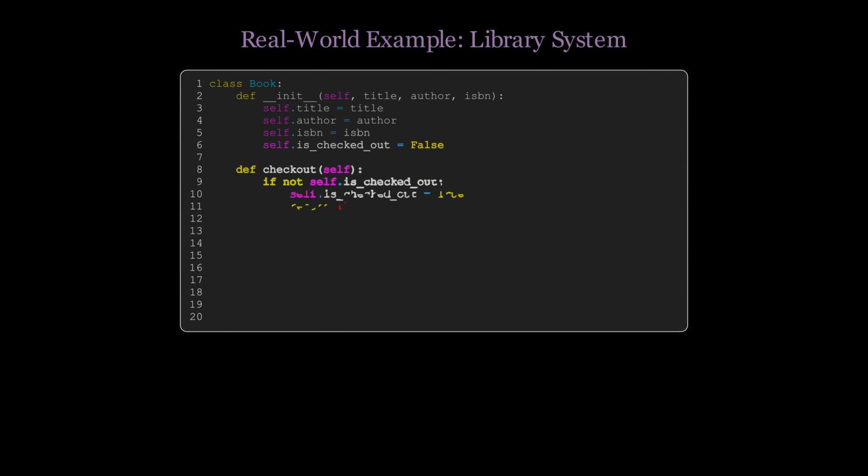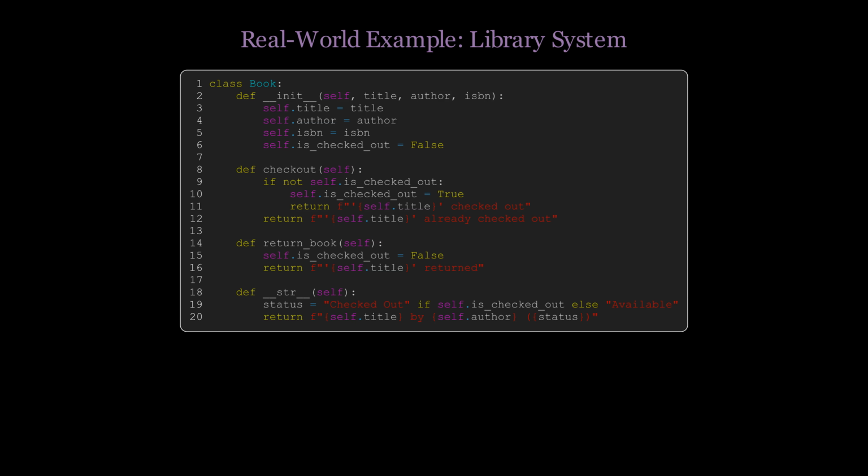Let's build a complete library system that demonstrates all OOP concepts. Multiple classes, composition, encapsulation, and methods working together in a realistic scenario. The Book class represents a library book with title, author, and ISBN. It tracks checkout status and provides methods to check out and return books. The __str__ method shows book information with current availability status.